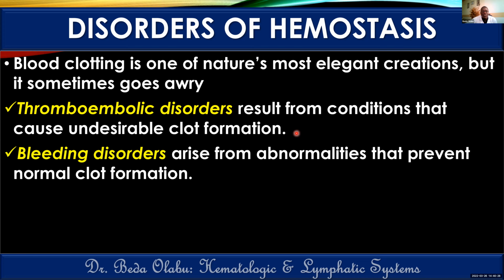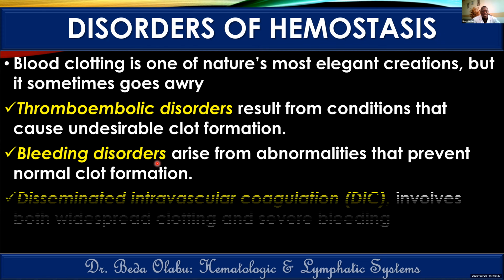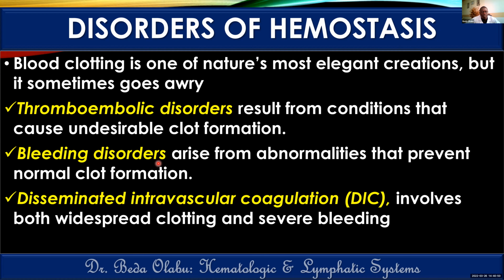Then there are those conditions where you want clot to form, but it is not forming, and so there is excess bleeding. So we call those bleeding disorders. There are some situations which are very tricky where you have a combination of the two, and those are the ones we call DIC. So in DIC, we have widespread clotting as well as severe bleeding occurring at the same time. You can read more about thromboembolic disorders, bleeding disorders, and disseminated intravascular coagulation or coagulopathy.